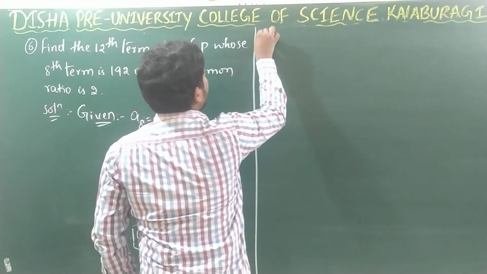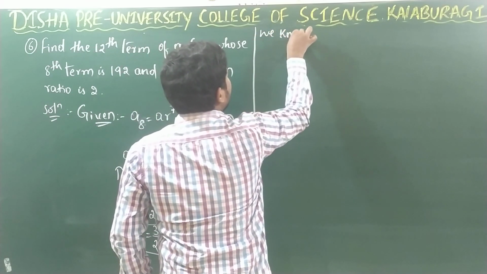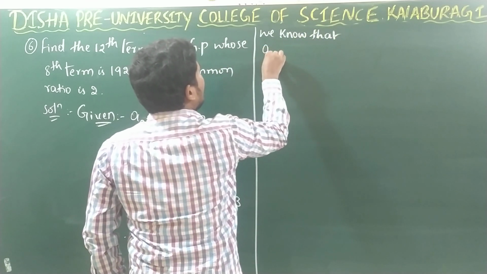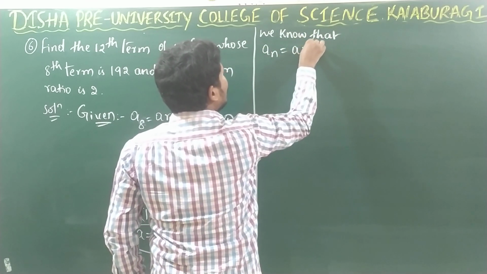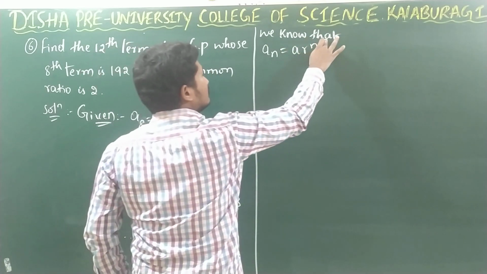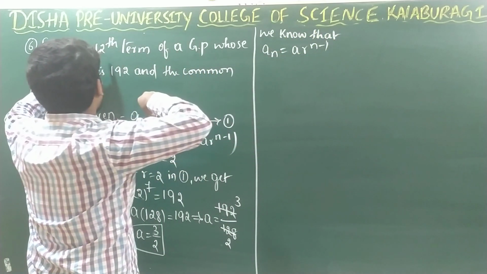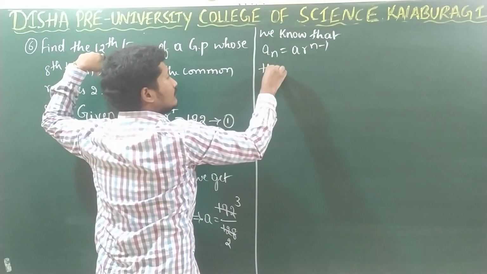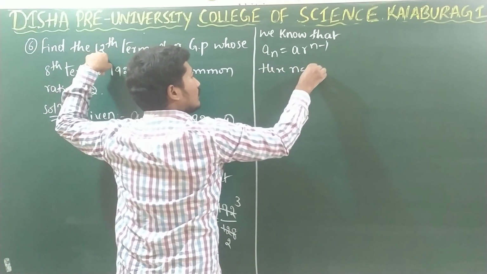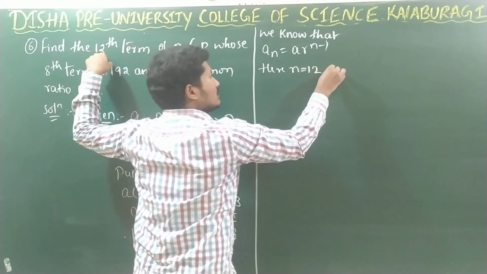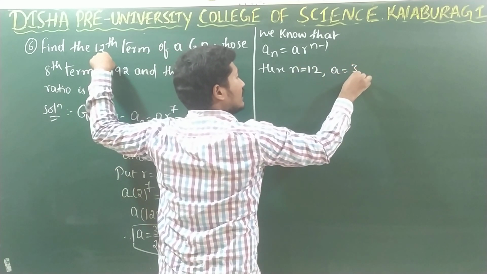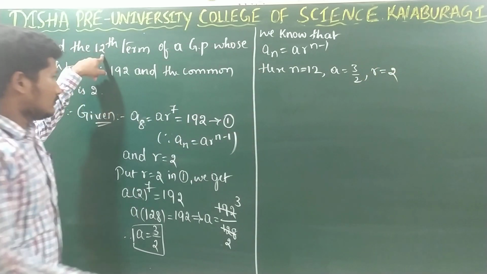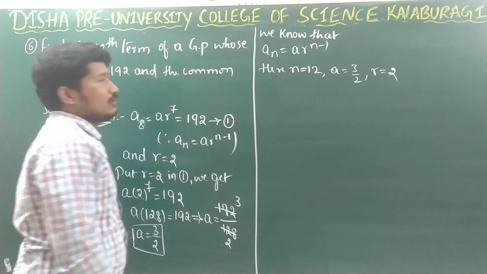See here, we know that an is equal to a into r power n minus 1, right? I need the 12th term, so here the n value will be 12. So here n is equal to 12, and the first term I have got as what? 3 by 2, and the common ratio is given as 2, right? So let us substitute all the values.